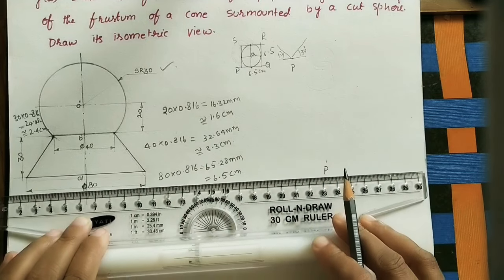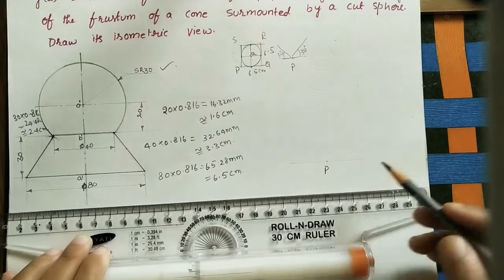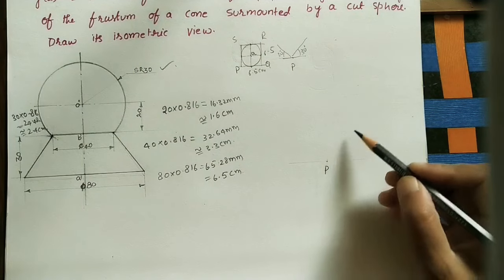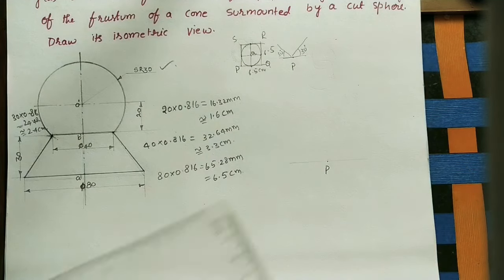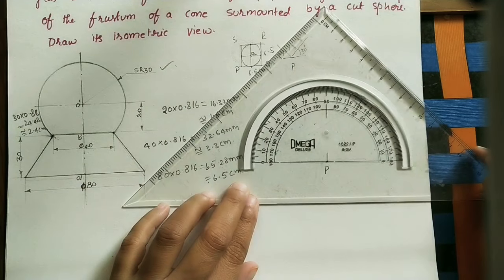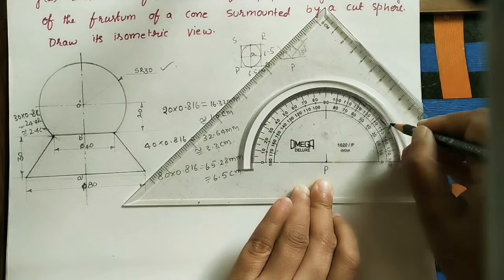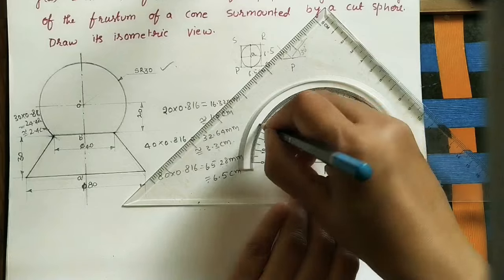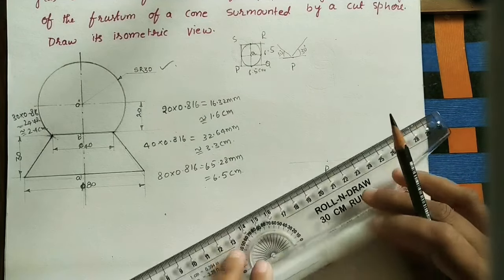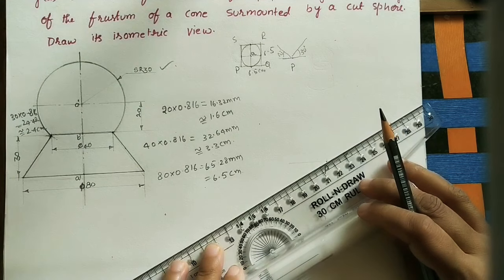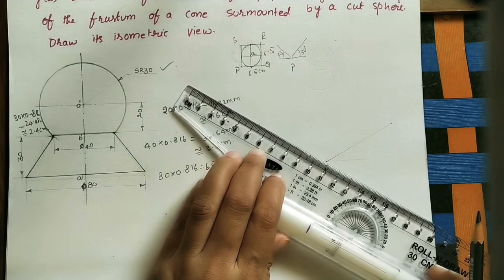Use a drafter scale. It is easy to do the lines, parallel lines, horizontal lines. Here do the line. Now here take 30 degrees this side, 30 degrees this side at this point, by using this protractor. These two points we got, join these two points to P. Just do thin lines in that direction. Now this side also do the line.